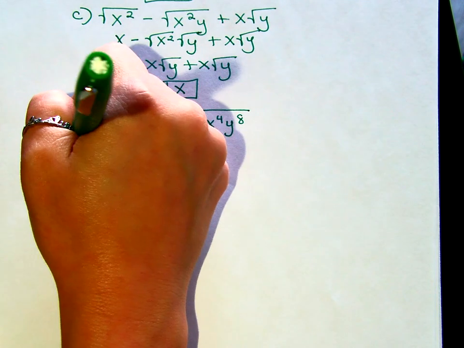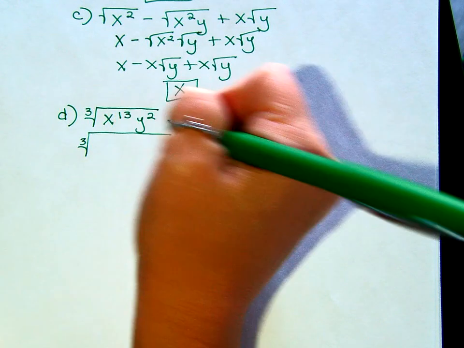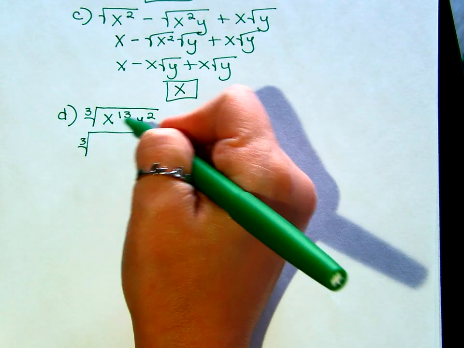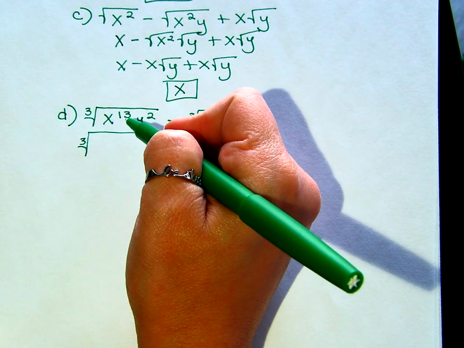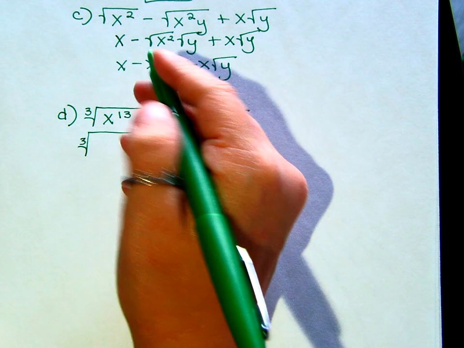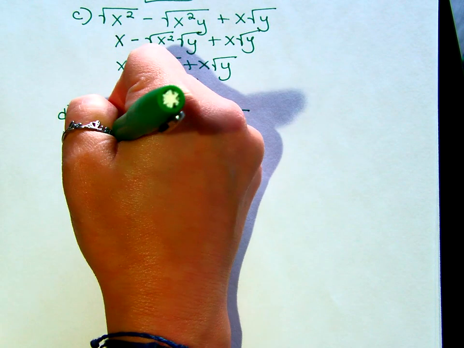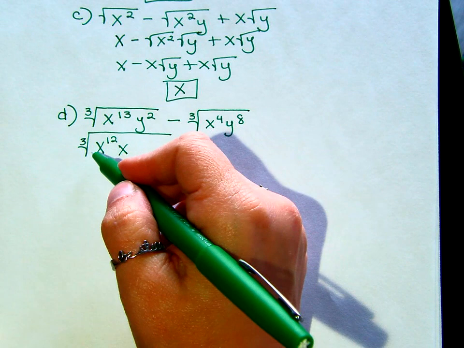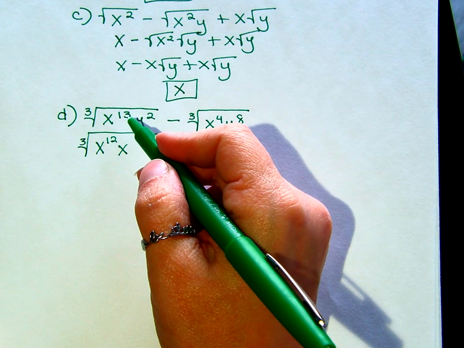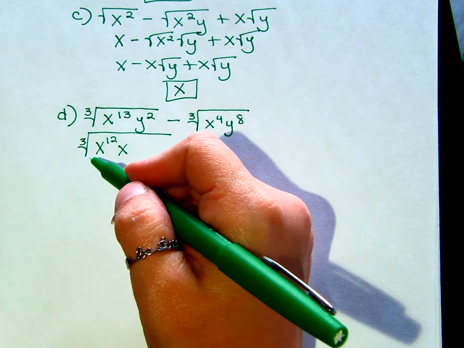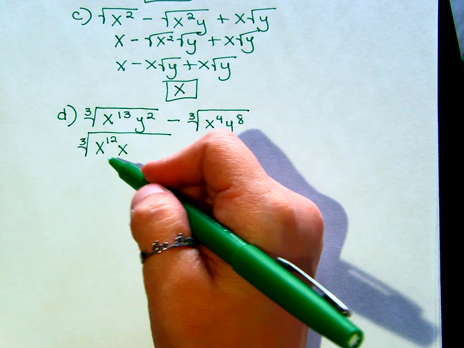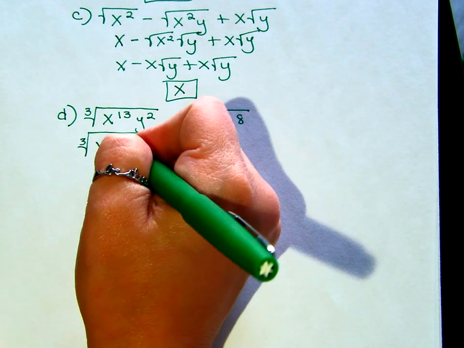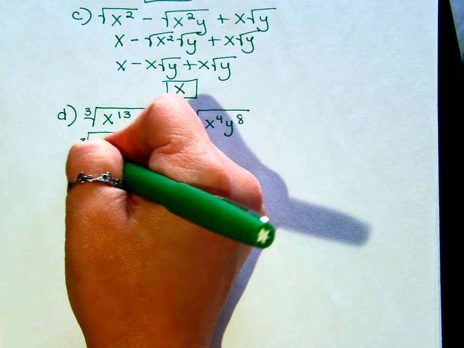13 is not divisible by 3. But I know 12 is divisible by 3, and that's really close to 13. So if I did x to the 12th, that would leave me with just an x left over. X times x to the 12th would get me back up to x to the 13th. That's what I'm trying to do. I'm trying to figure out how to get there. But here, I know that x to the 12th is going to be a perfect cube, and I'm going to be able to take that out.